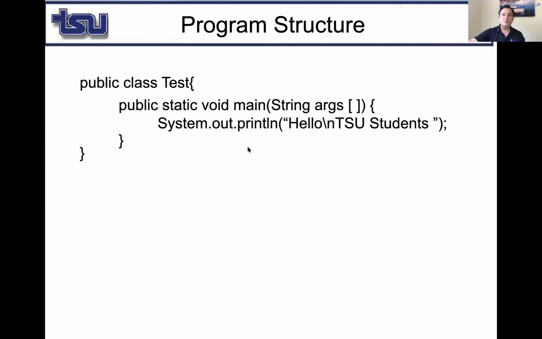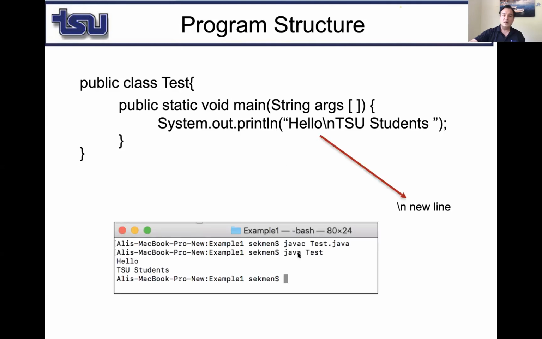How about this one? This time I have println, it will print hello, next line, TSU students, and next line because of this ln. I compile javac test.java. I run java test: hello, next line, TSU students, next line.